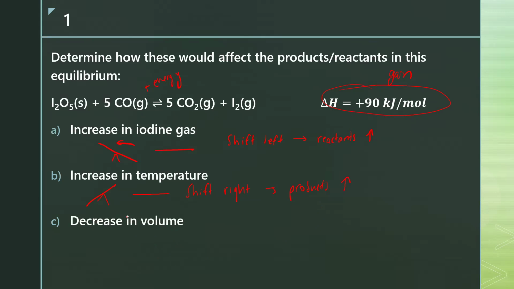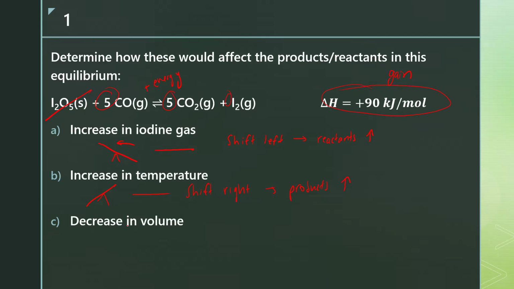If you're decreasing volume, you're going to go to the side with less stuff. If I was increasing volume, you're going to go to the side with more stuff. So when we talk about the amount of stuff, we just have to look at the coefficients, but only of our gases. This guy's a solid, so I'm going to ignore it altogether. On the left side, we have 5 things. On the right side, we have 5 plus 1, so 6 things.